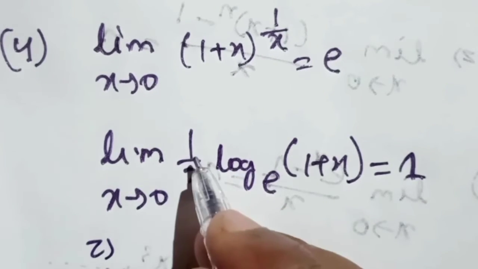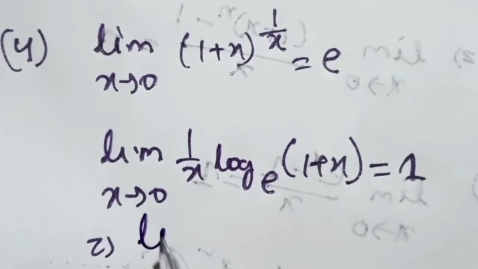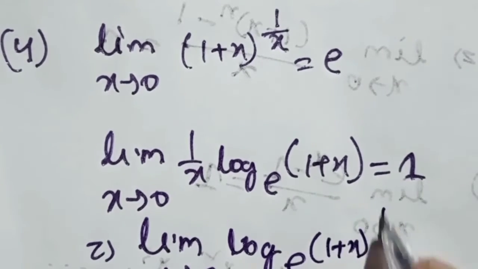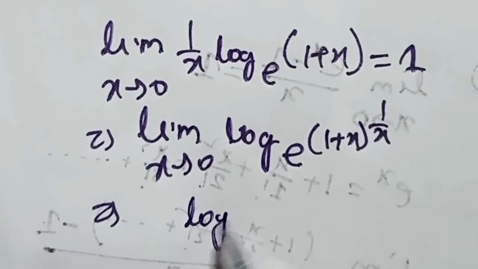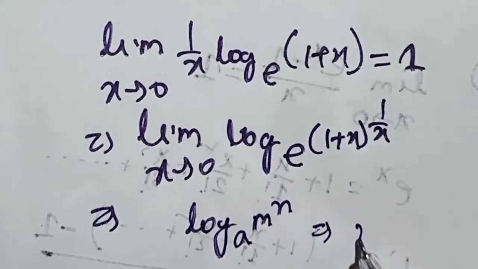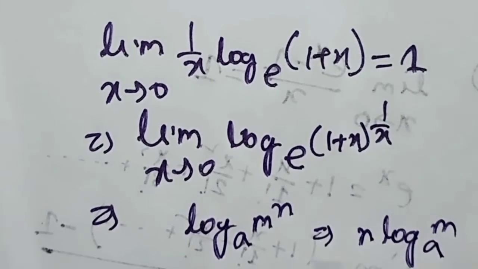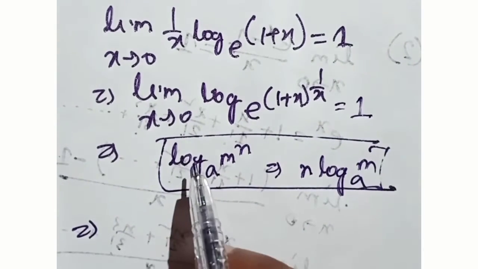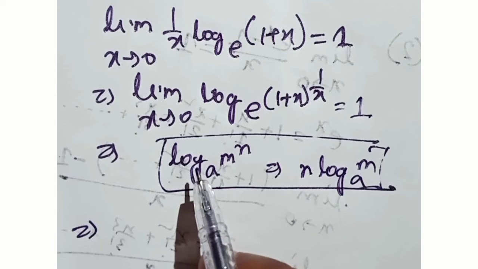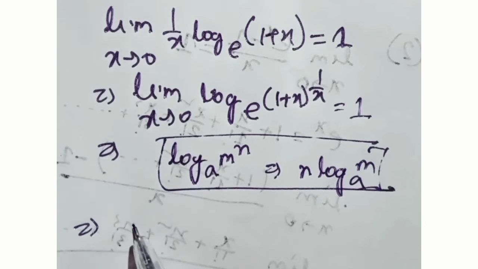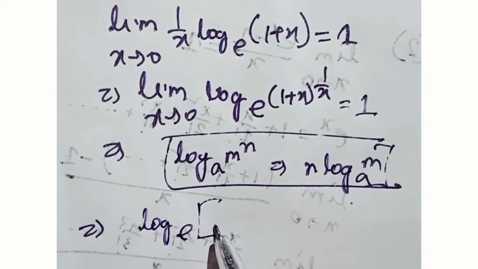What we can do is take this 1 by x to the power of this: limit x tends to 0, log e (1 plus x) power 1 by x. This is from the logarithmic formula, that is log base a of m to the power n is n log m base a. So now we can take log base e outside, because e does not depend on x, so definitely like a constant we can take it outside.